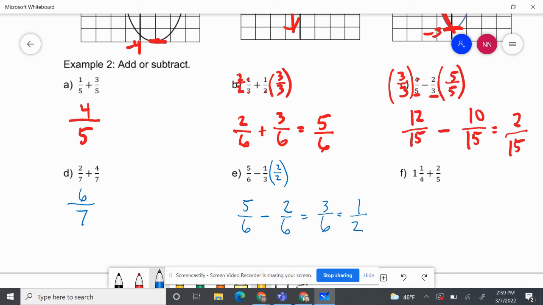Letter F is a little difficult because we have a mixed number. I'm going to do the same thing. What I'm going to do is come up with my common denominator, and my common denominator is 20. Both 4 and 5 go into 20. So I multiply this by 5, and I multiply this by 4. This would be 5. This would be 8. 5 plus 8 is 13 over 20. So it would be 1 and 13 over 20.